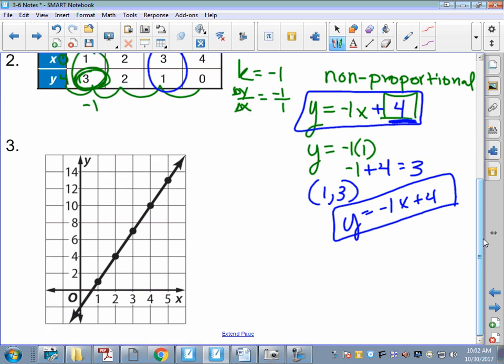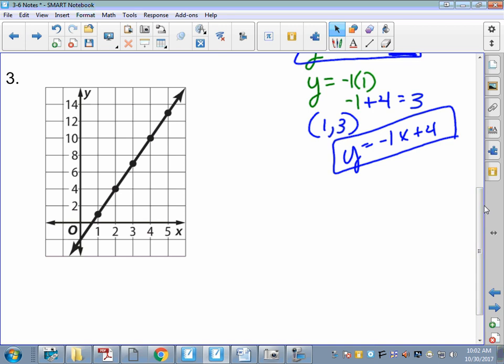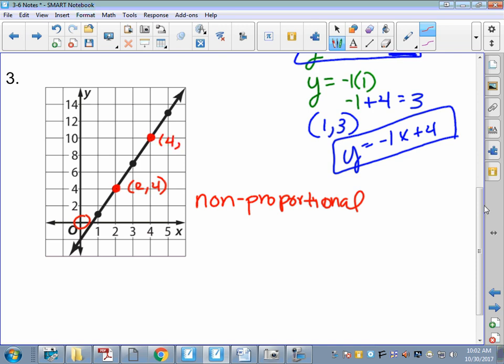Looking at number 3, I can tell right off the bat by looking at the picture that this is non-proportional. Even though it's linear, it doesn't go through the origin of 0, 0. So this is non-proportional. It is a line, though, so now I got to come up with the equation of that line. So I can look at some different ordered pairs. This is a nice ordered pair. That ordered pair is the ordered pair 2, 4. So maybe I'll use 2, 4 to write my equation. I also have this nice ordered pair here. This ordered pair is 4, 10.